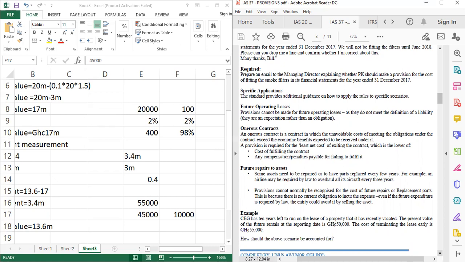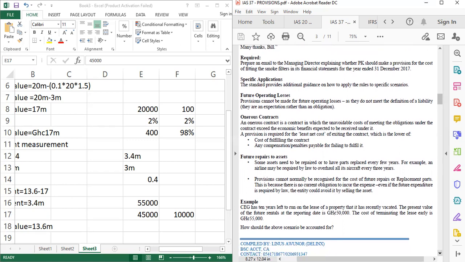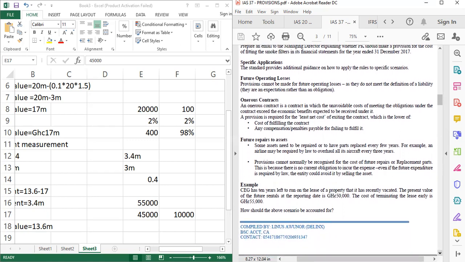Example: CEG has 10 years left to run on the lease of a property that it has recently vacated. The present value of the future rentals at the reporting date is 5,000. The cost of terminating the lease early is 55,000. How should the above scenario be accounted for?